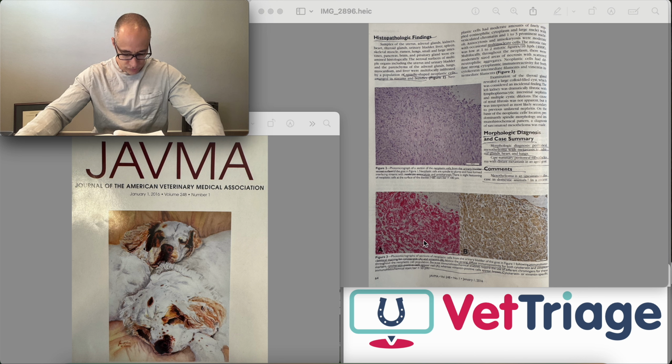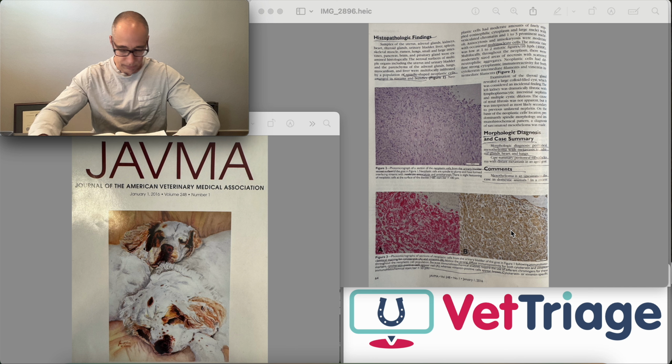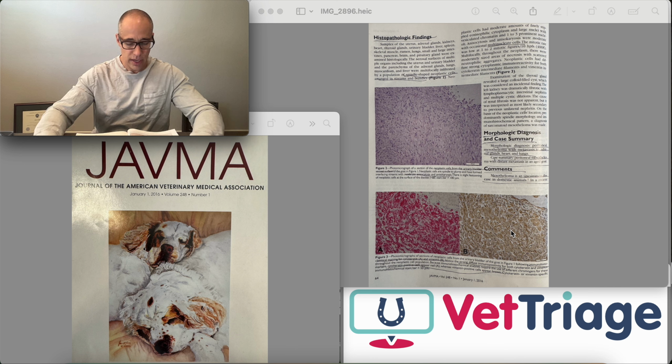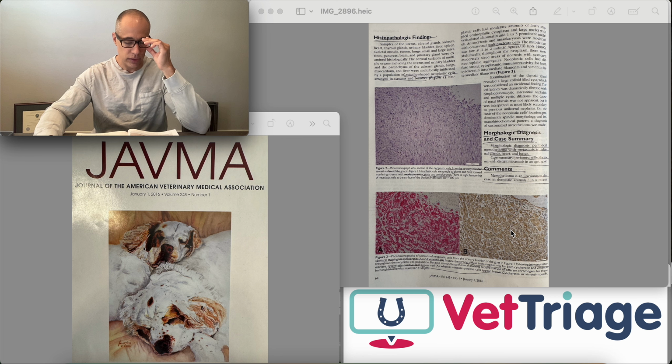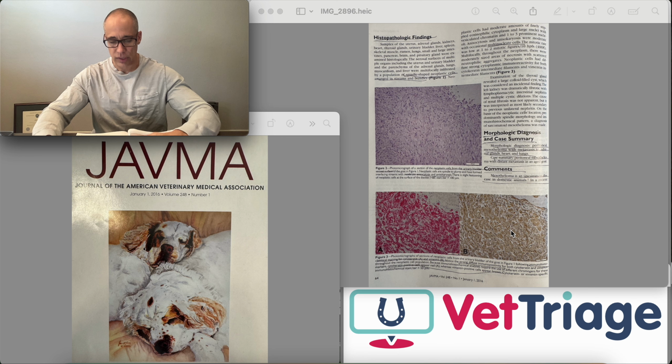So the red side here is staining for cytokeratin. This is all positive. And then on this side, also positive for a different stain, vimentin. So immunohistochemical staining for these stains showed strong diffuse immunopositivity. So the morphologic diagnosis and case summary was peritoneal mesothelioma with metastasis in a goat. Comments: mesothelioma is an uncommon disease in domestic animals. In a recent review of 102 tumors in 100 goats, none of them was a mesothelioma.